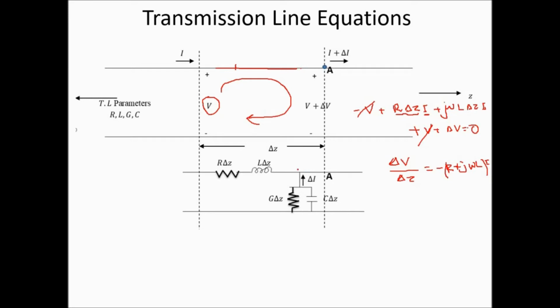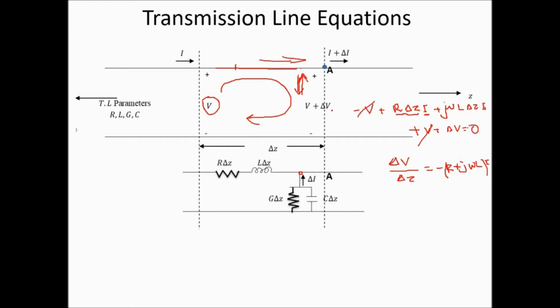Similarly, you can apply Kirchhoff's current law at this point. Here you see the current entering is I, and the current leaving here, going this way, is delta I. So I plus delta I is equal to I plus delta I. Now we can write down this KCL with respect to the voltage. The current entering here is I, and the current in this branch will be Z.